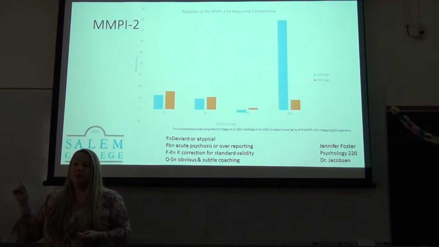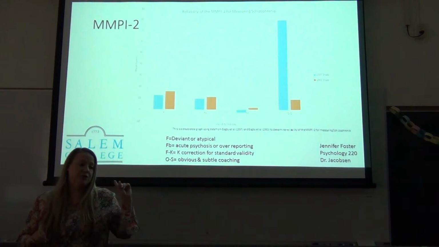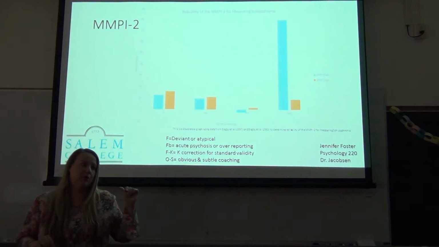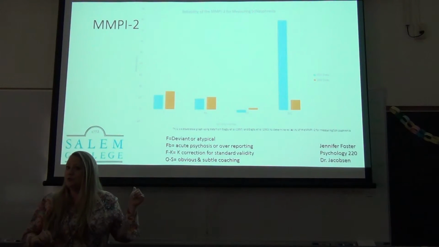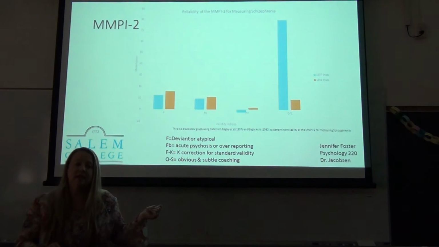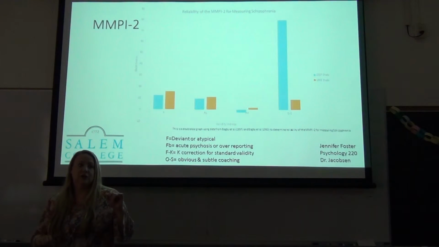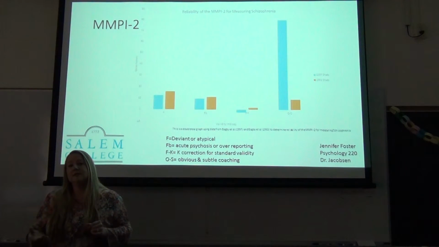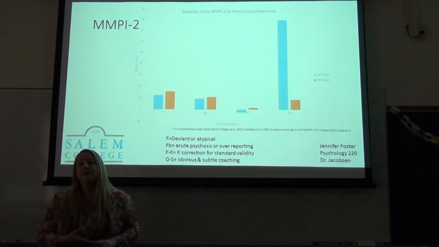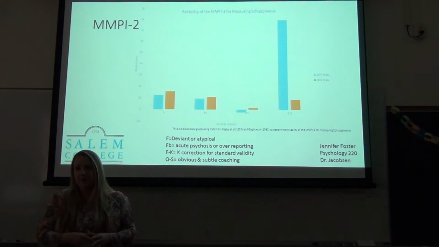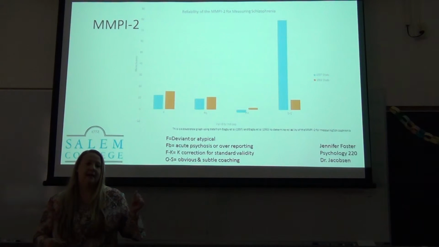And so the different scales show whether or not they were coached to respond to certain things, or whether the K correction caught them endorsing items that people who had actual schizophrenia would not endorse. So that was a really interesting way to look at the data.